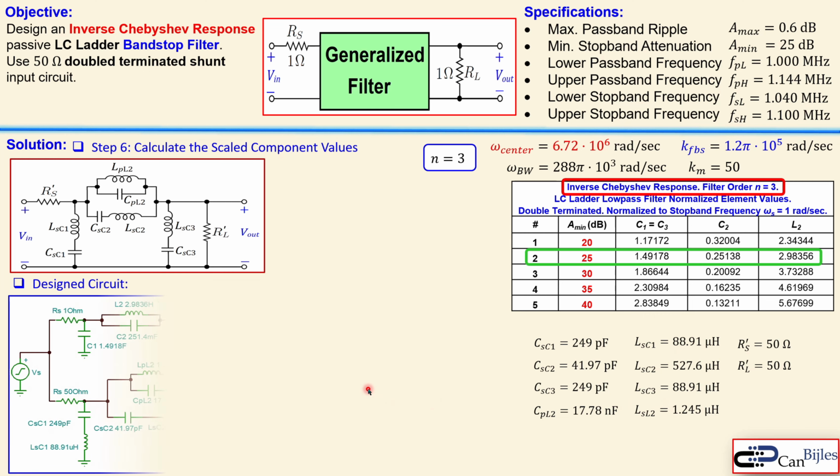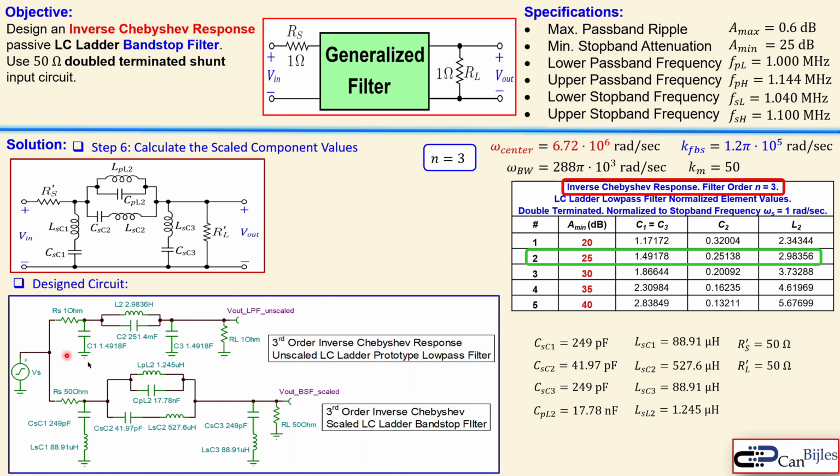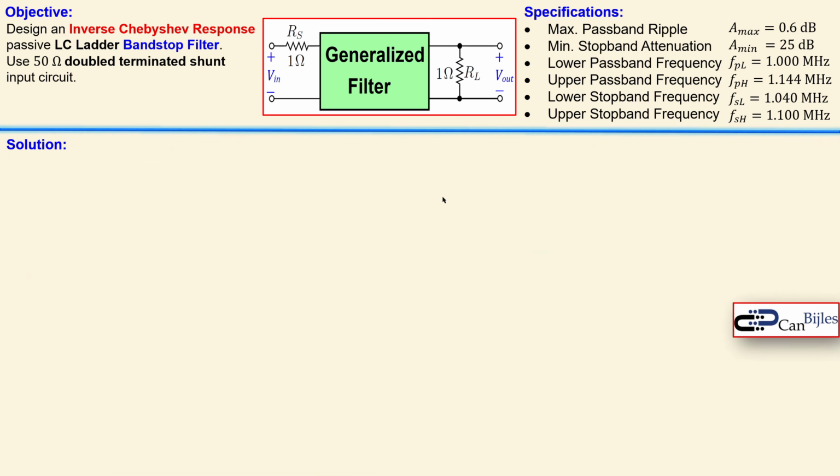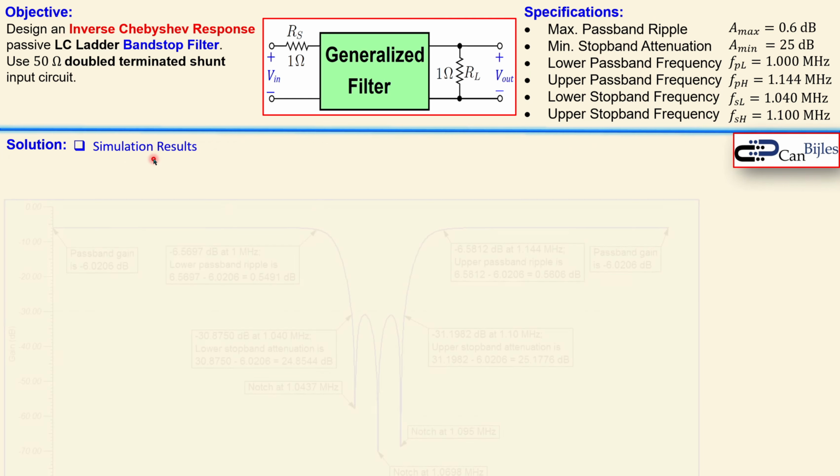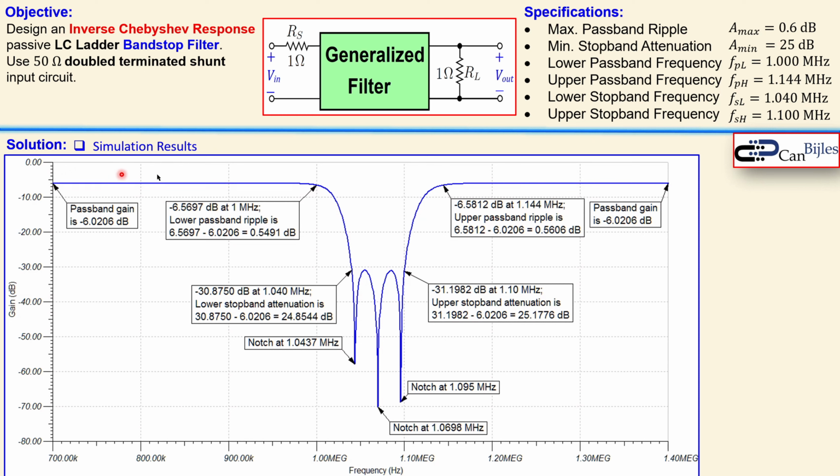Now the design circuit is this. You see again, this is the prototype low pass filter, and this is the scaled up version, transformed into the band stop filter in this SPICE simulator. We will now see in the actual frequency response that these specifications are met. So let's go to the simulation results, and this is the Bode plot for the gain. You see the Bode plot for the gain only, and you see some values. So let's go one by one.